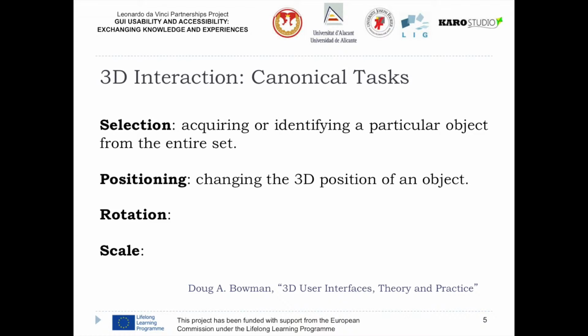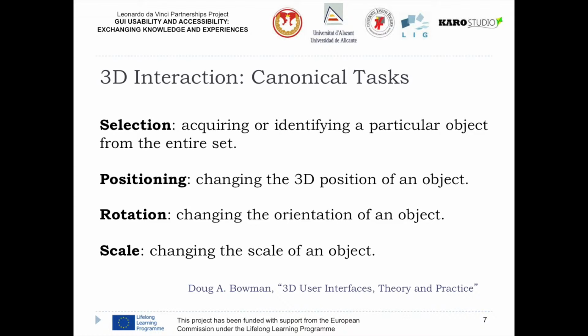Next, once the object is selected, three different tasks can be applied on it. Positioning, which means changing the X, Y, and Z coordinates of the object. Rotating, which means changing the orientation of the object. The current orientation can be defined in many ways like Euler angles, polar angles, or quaternions. And scaling, which means enlarging or shrinking the object.